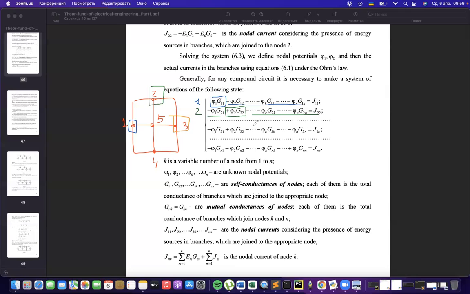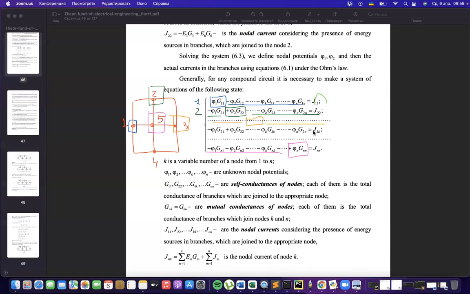For all other potentials, for the third one, for example, the third one will be with plus, all others will be with minus. The last one will be with plus, all others will be with minuses. That is how we make this system.